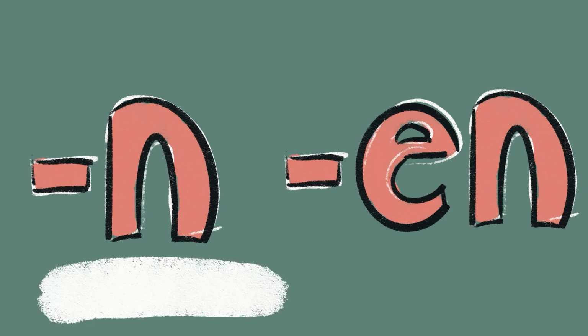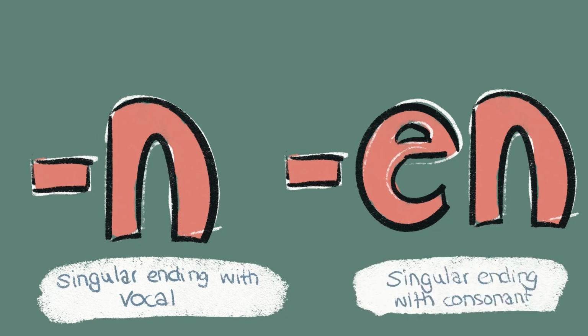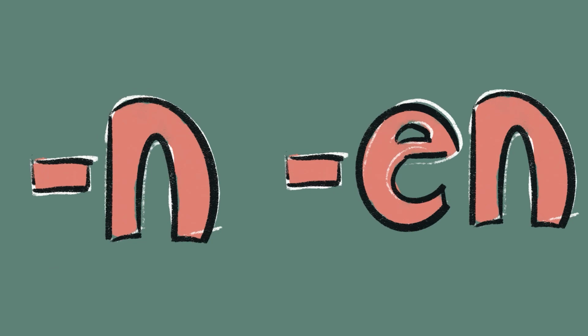When the noun already ends with a vowel, we generally add n. In case there is no vowel at the end of the singular noun, we mostly add en. Having too many consonants in a row is hard for Germans to pronounce. That's why we add the e to make the words easier to say. Now, let us look at some examples.